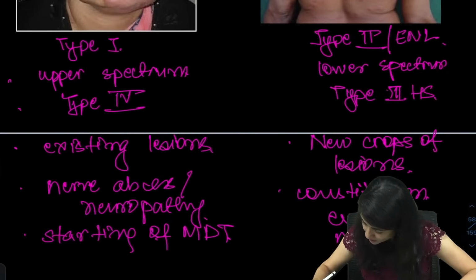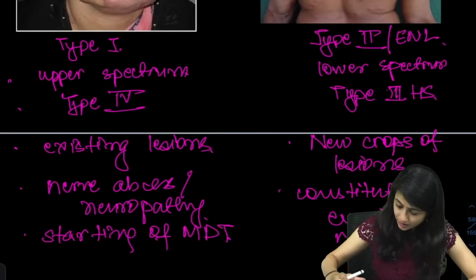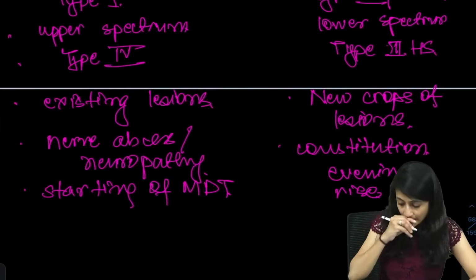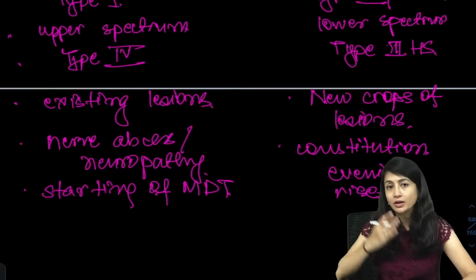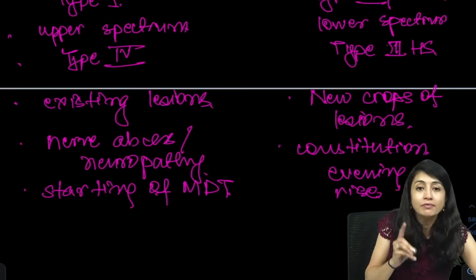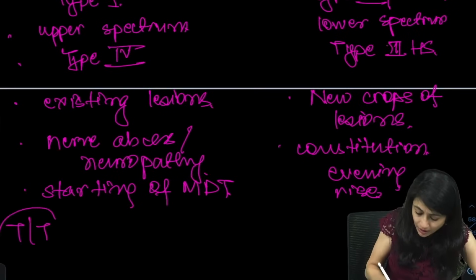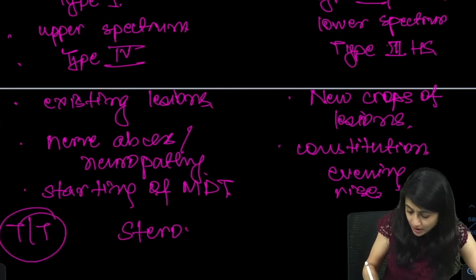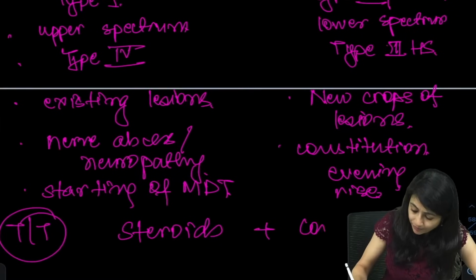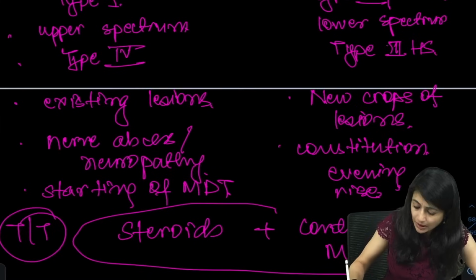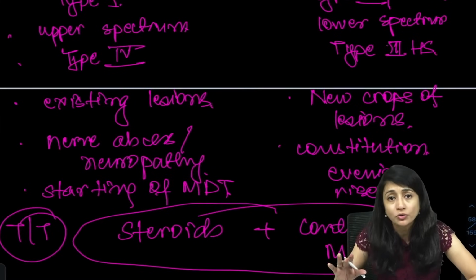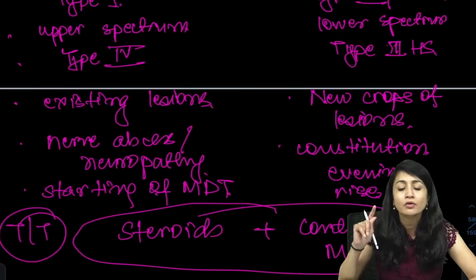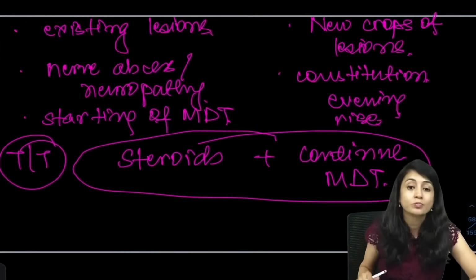Okay, any questions? Okay, so here now the important question that is asked is treatment. So one, you should be able to identify, differentiate between type 2 and type 3. Even if you are not able to differentiate, please remember treatment for both is steroids plus continue MDT. Very, very important question. Sometimes students get confused, oh, whether it is type 1, type 2, what should I mark? If you're not able to differentiate, please don't worry. The treatment for both remains steroids plus MDT.